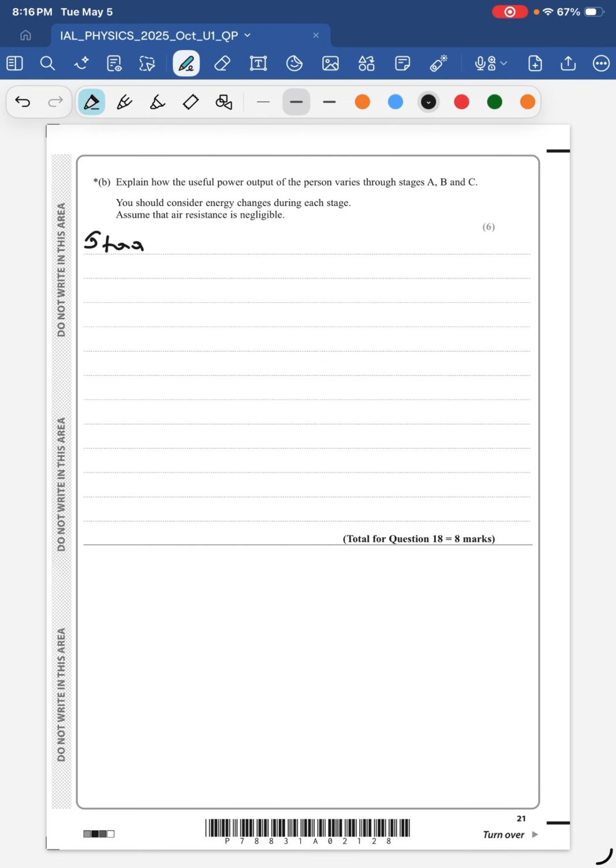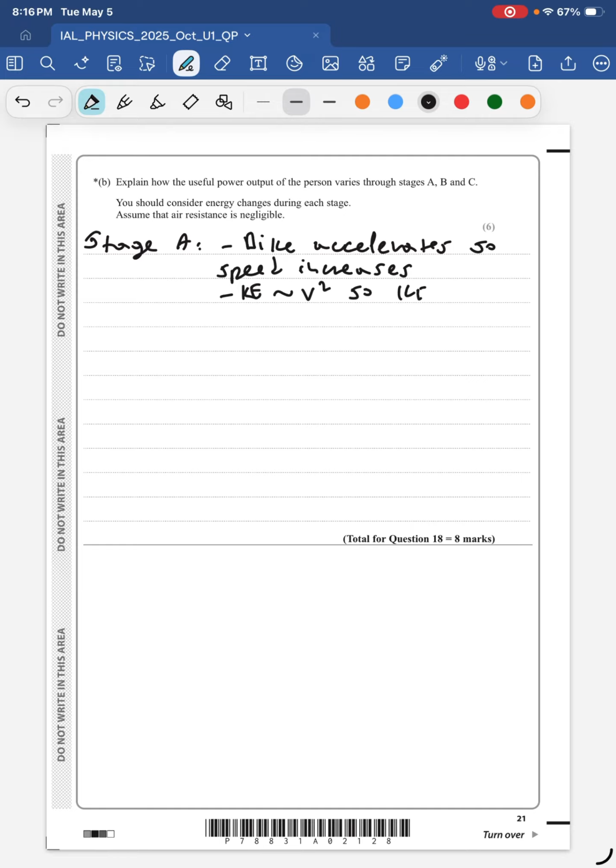Okay, so stage A, the bike accelerates, right? So speed increases, right? So kinetic energy is proportional to v squared. So kinetic energy increases. So useful power output increases. Okay, this is stage A.